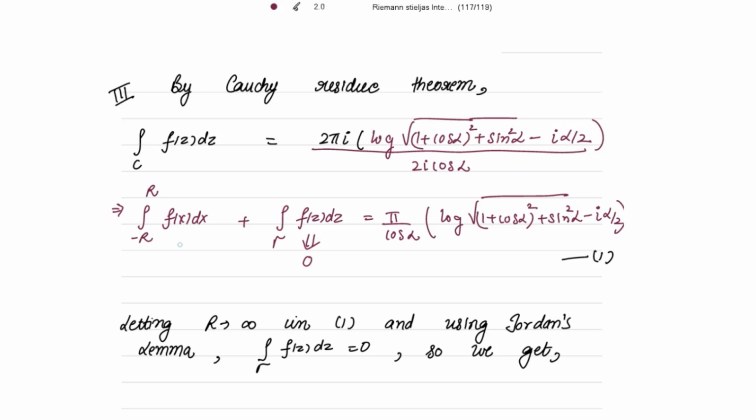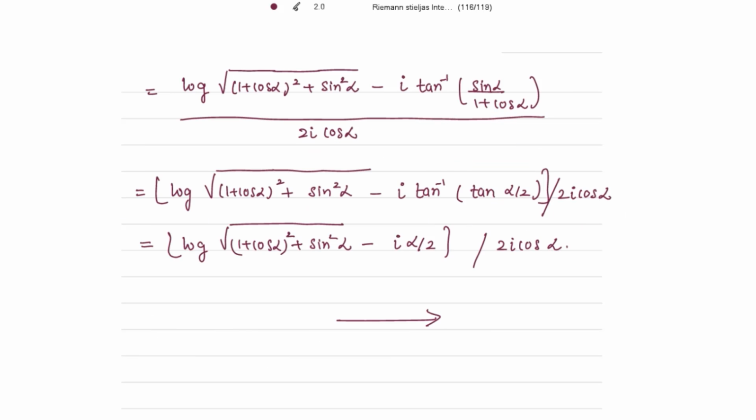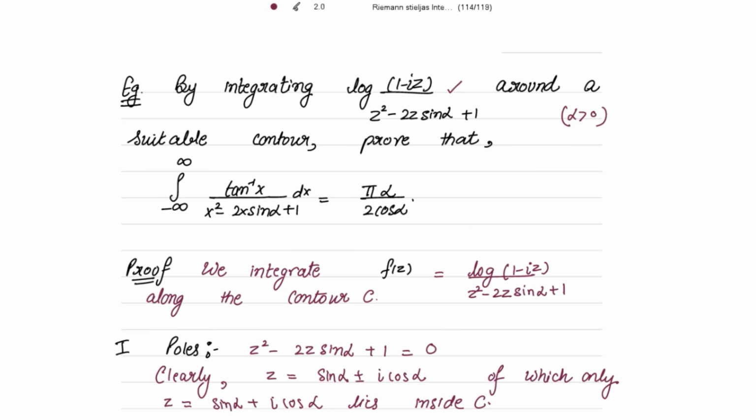Now here the function f(x) will be log of 1 minus iota x. What is given to us? The function which is given to us is in terms of z, but now I have to write this function in terms of x because the integration is along the real axis. So put x in place of z.